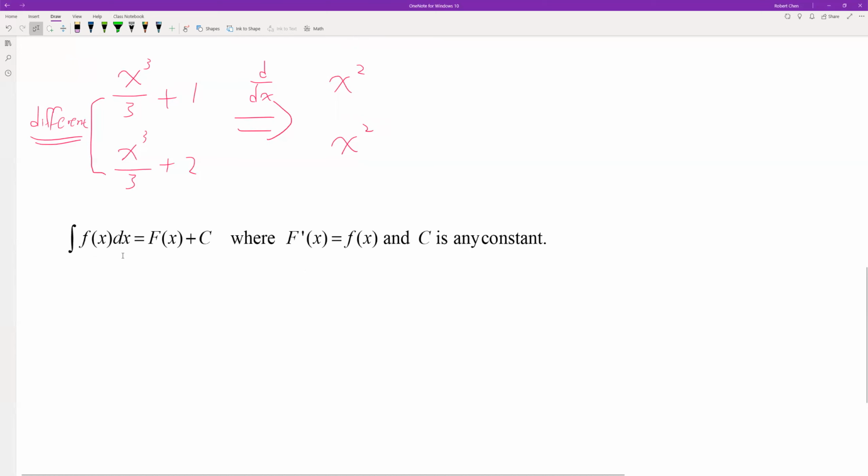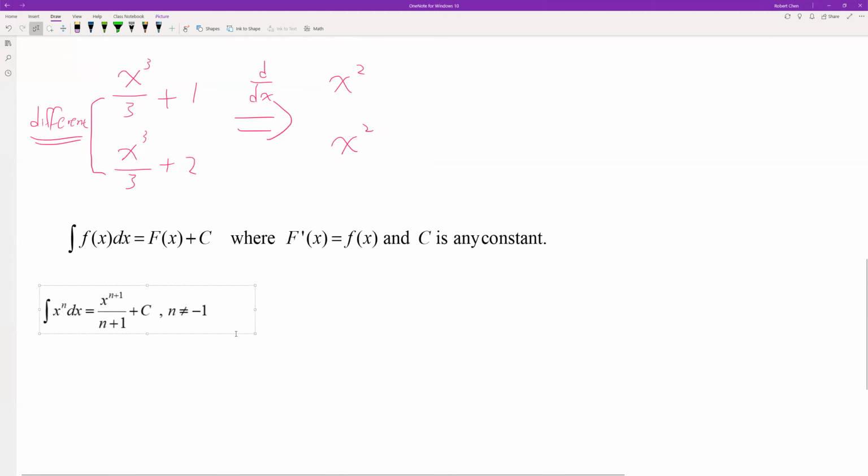All right. So the integral of a lowercase f is capital F plus c, right? Where capital F prime is lowercase f, and c is any constant, right? So this is what we're talking about. We always need to add the plus c, the plus constant, when we are working with an indefinite integral.